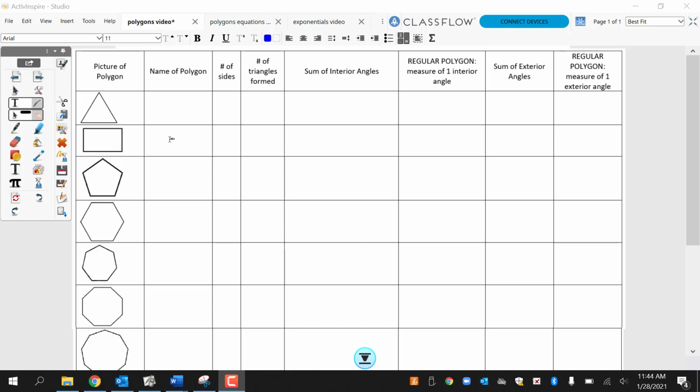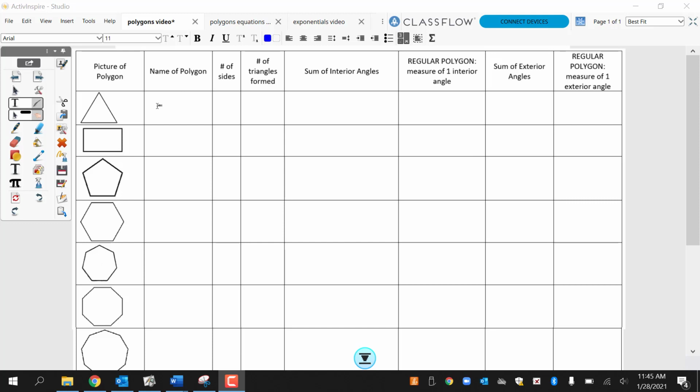We need to know their names. We need to know the sum of the interior angles. We need to know the sum of the exterior angles. And we need to know some stuff about if they are regular polygons. So I'm going to go ahead and fill this chart out. I will be posting this on It's Learning, but you need to make sure that you understand how I'm getting these numbers, because you will be expected to produce these numbers on a test.